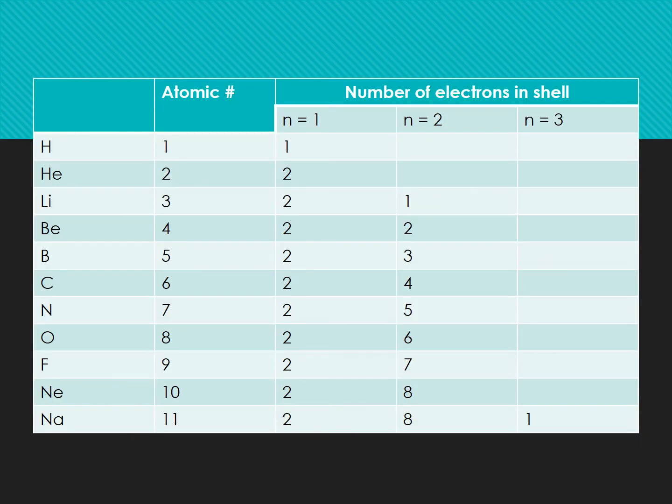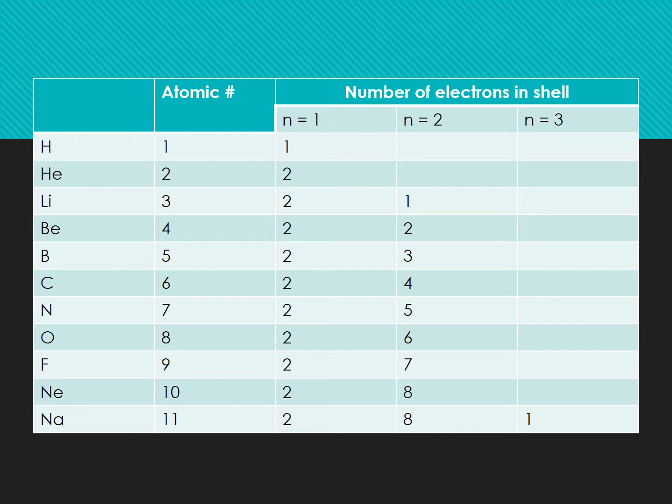You can see in this table that the atomic number has to equal the number of electrons in a neutral atom. So for example, boron has 5 electrons, so it's broken up into 2 and 3, 2 in the first energy level and then 3 in the second. You can see where sodium is at 11. After the second energy level is full, that one outer electron is now in the third energy level.